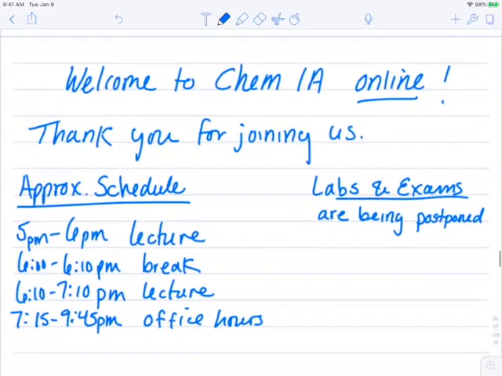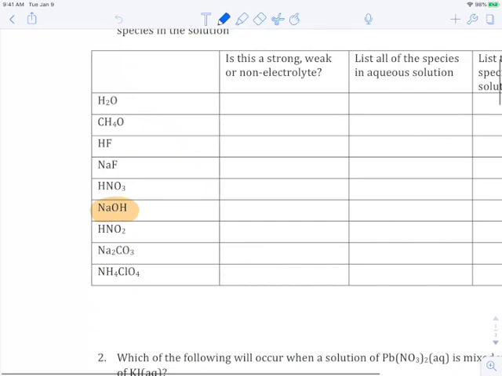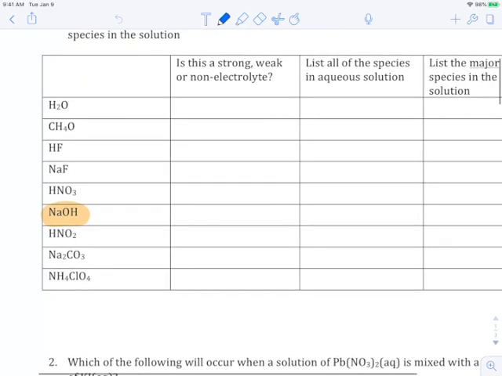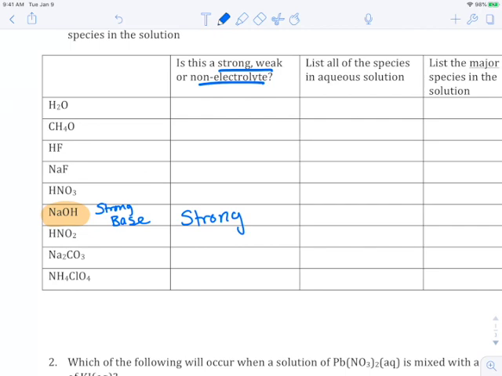That's where we were. Okay, so let's talk about what I'm asking you to do on the homework. First off, is it a strong, weak, or a non-electrolyte? If NaOH is a strong base, what kind of electrolyte is it? What do y'all think? Strong, weak, or non-electrolyte? Excellent. I'm seeing a lot of strongs in there. All right, so it is a strong electrolyte.